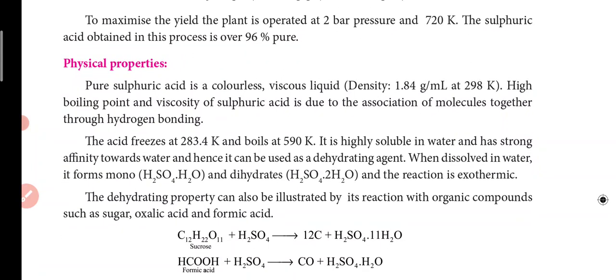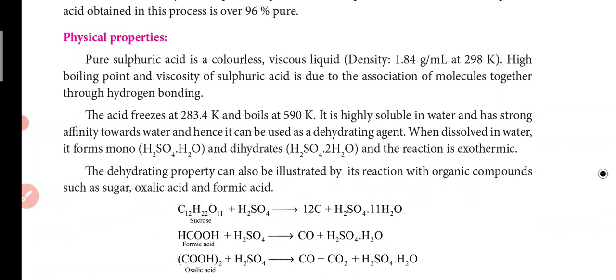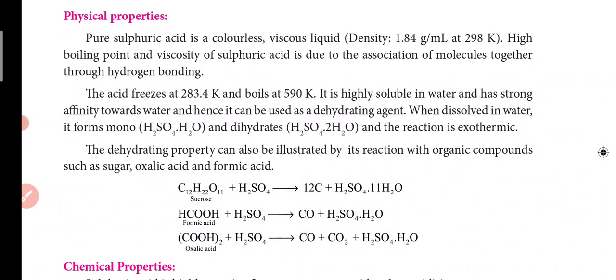Physical properties: pure sulfuric acid is a colorless, viscous liquid. Its high boiling point and viscosity are due to the association of molecules through hydrogen bonding. The dilute one is highly flowy and not so thick, but concentrated sulfuric acid has an oil-like consistency, so it is very viscous. That is because of the hydrogen bonding. All the molecules are associated together.